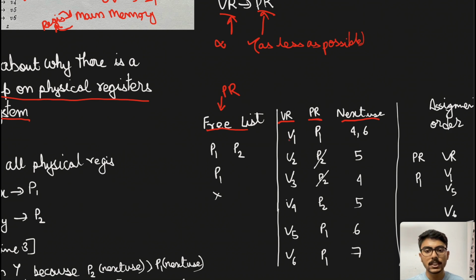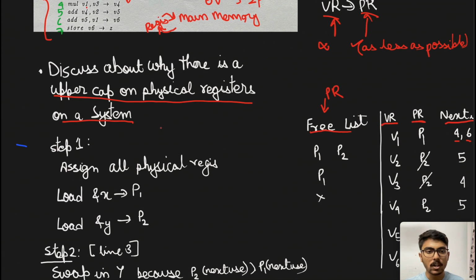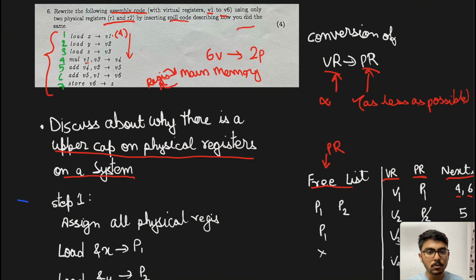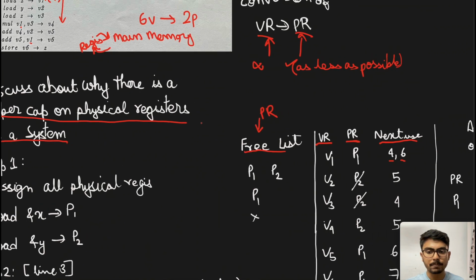So we will see that V1 will be stored in P1 and has the next use 4 and 6. Now as you can see, it is used on line 4 as well as on line 6, right? So in both these cases V1 is used, so we will have the next use 4 and 6. Perfect. Now we come to the next part.